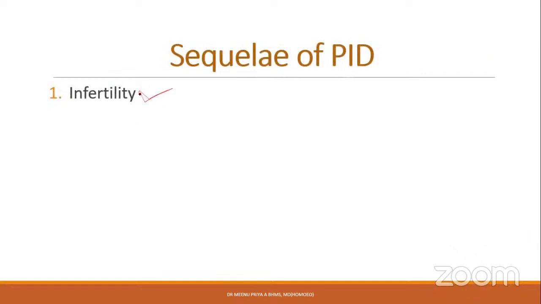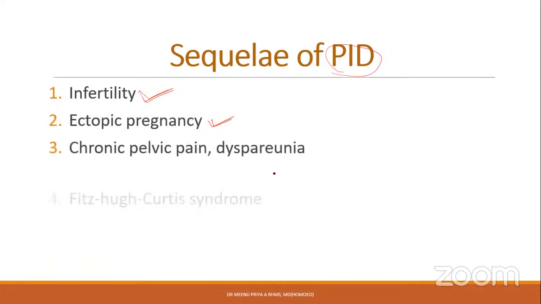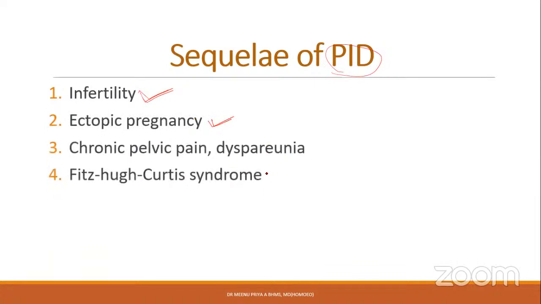The sequelae of PID, usually infertility. The most common cause for infertility in young females is PID. And ectopic pregnancy, I told you, again, most common cause for ectopic pregnancy is PID. Chronic pelvic pain and dyspareunia, Fitz-Hugh-Curtis syndrome. This is one of the complications where there is liver involvement, and that is perihepatitis. Just remember, perihepatitis.